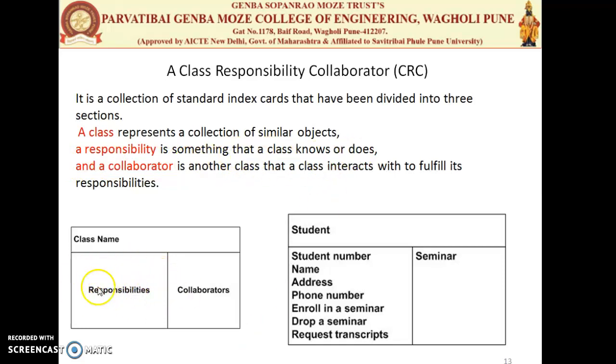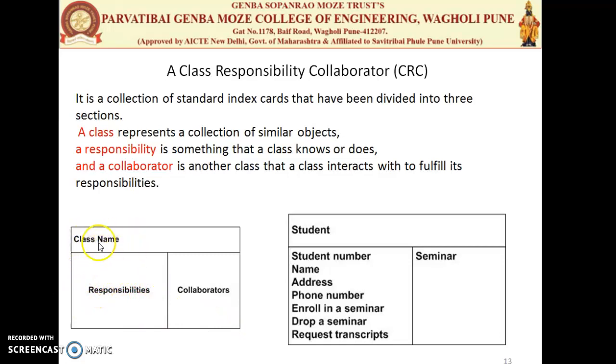Responsibility is nothing but your functionality or your methods. And the collaborator is the other class that a class interacts with to fulfill the responsibilities. So the collaborators are nothing but the other classes which the original class assigns or associates to complete the responsibilities.